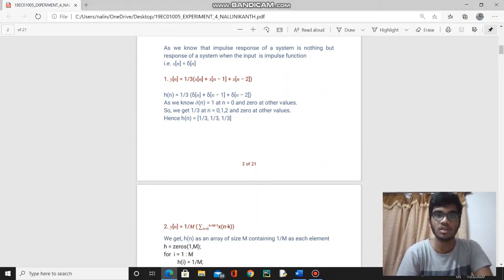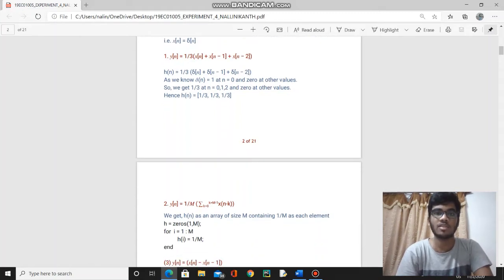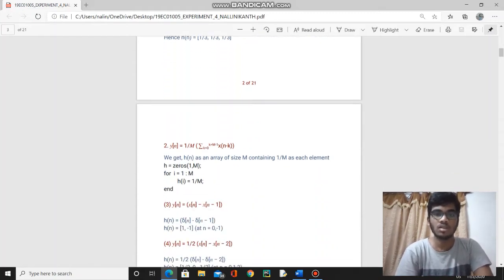For the first question, y of n is equal to 1 by 3 into x of n plus x of n minus 1 plus x of n minus 2. If we substitute x of n as delta of n, we get h of n, that is the impulse response of the system, as 1 by 3 into delta of n plus delta of n minus 1 plus delta of n minus 2. That is nothing but 1 by 3 comma 1 by 3 comma 1 by 3.